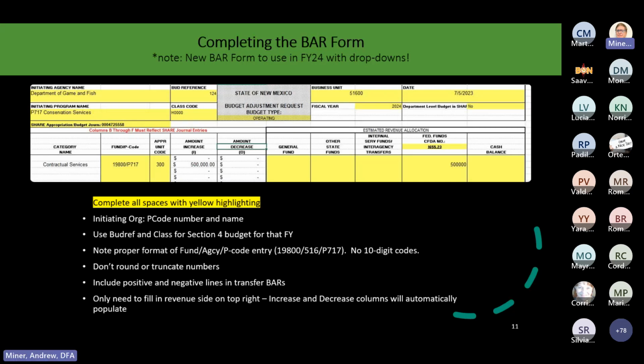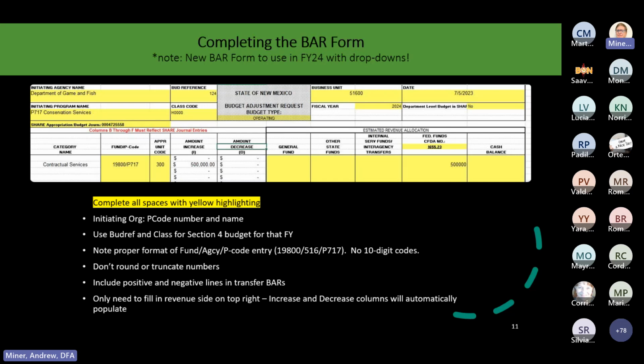Appropriation unit code, that's the category, the expenditure category. That's what the top half here is, the expenditure side. So you've got your 2s, 3s, 4s. See, this one here is the 300s. So the label on the left there automatically populated to contractual services.